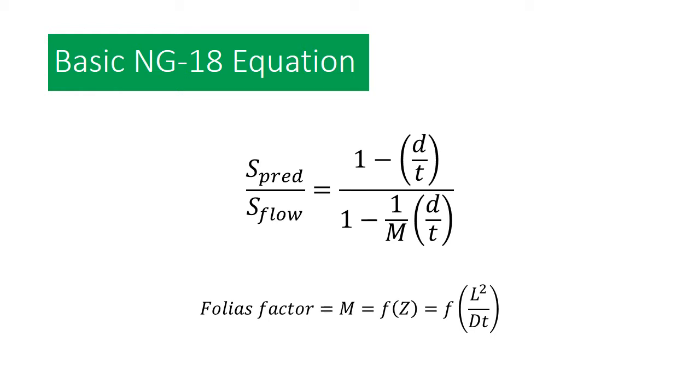So here's our basic NG18 equation, which many of you should be quite familiar with, ASME B31G. We have a remaining strength, which is defined as the predicted failure strength divided by the flow strength. And then we have a big fraction there, a big ratio. On top, we have 1 minus d/t, where d over t is the flaw depth ratio with respect to wall thickness. And then on the bottom of that big fraction, we have 1 minus 1 over M times d over t. So I'm hoping that a lot of you are quite familiar with that.